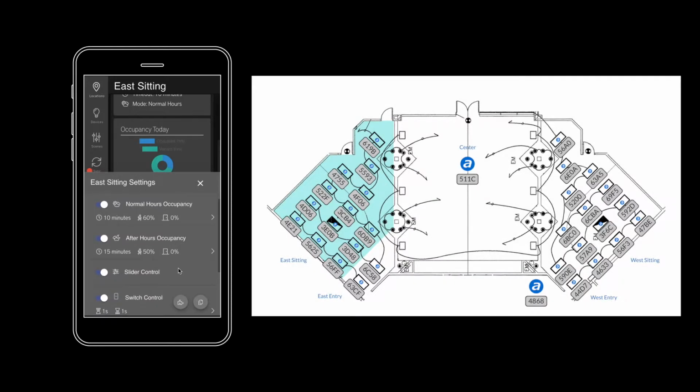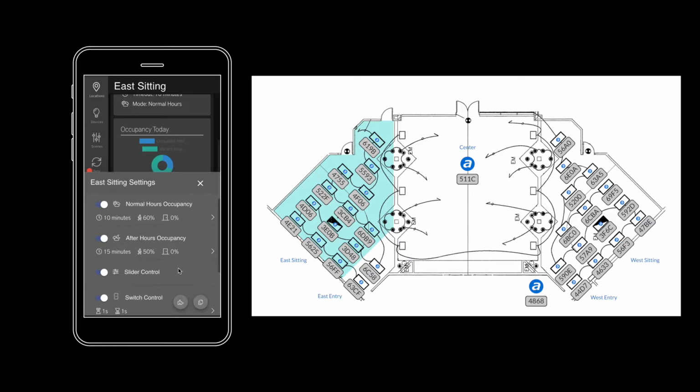Enable After Hours Occupancy to allow a single space to have two different occupancy modes. Normal hours occupancy is likely the preference during normal work hours, and after hours occupancy is likely the preference after hours or outside of normal business hours.